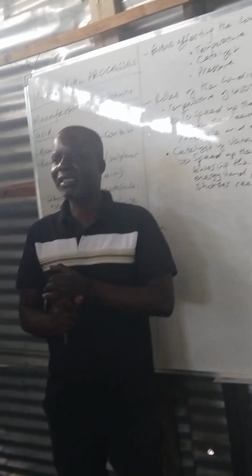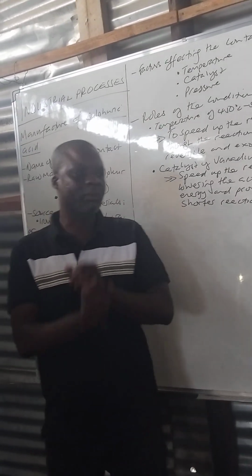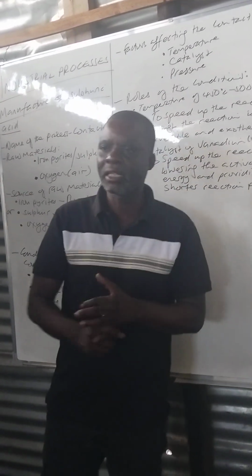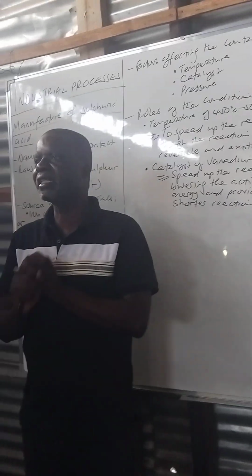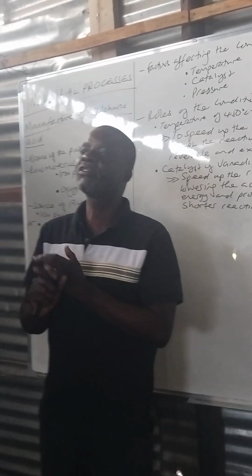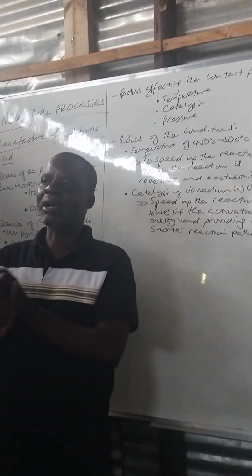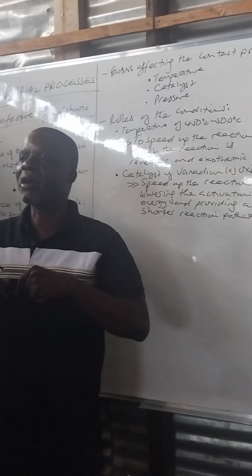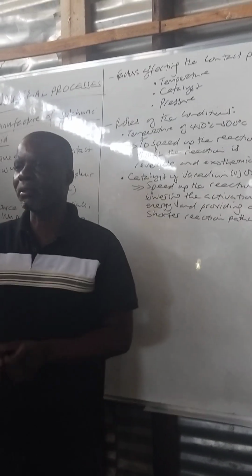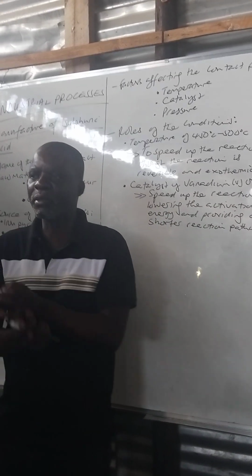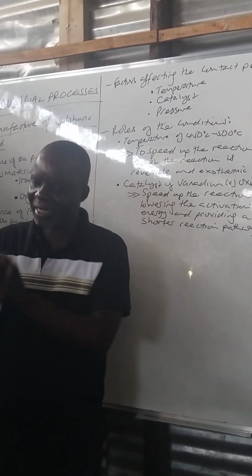What are the conditions necessary for the Contact process? A temperature of 450 to 500 degrees Celsius, a pressure of 1 atmosphere, and a catalyst of vanadium(V) oxide. The factors which affect the Contact process are simply temperature, pressure, energy and catalyst.